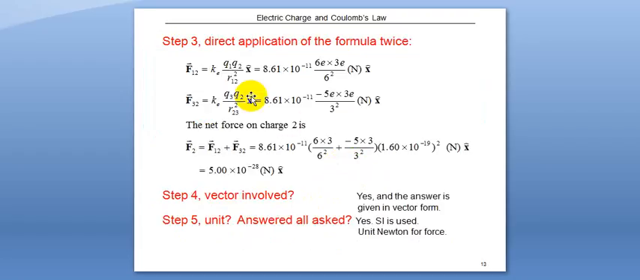The third part is the direct application of the formulas. All the values of Q1, Q2, r or F or k will be substituted in this part. Then the next part is whether it is a vector or something else. The next part will be the unit of the answer. You can see this answer is given in vector form, and the next part is the answer, with the SI unit newton.